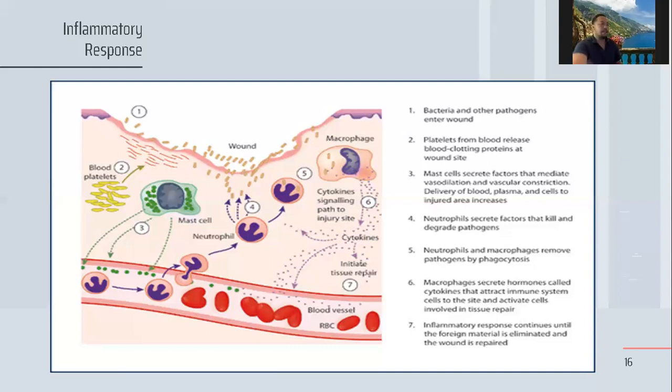So what else? You also have your macrophages. No? These attract your immune system cells to the site and activate cells involved in tissue repair. So this is your inflammatory response. It continues until the foreign material is eliminated and the wound is repaired.